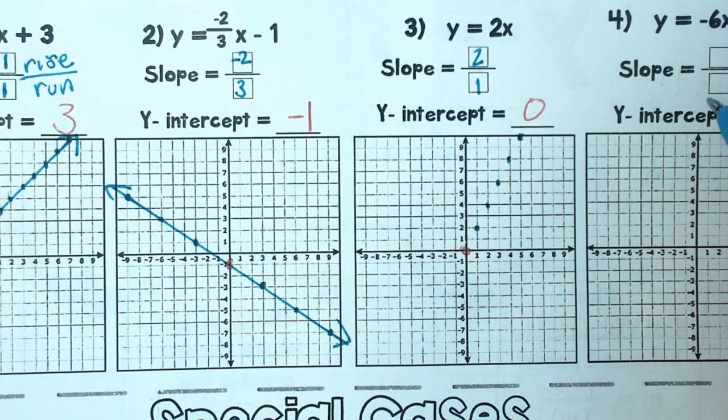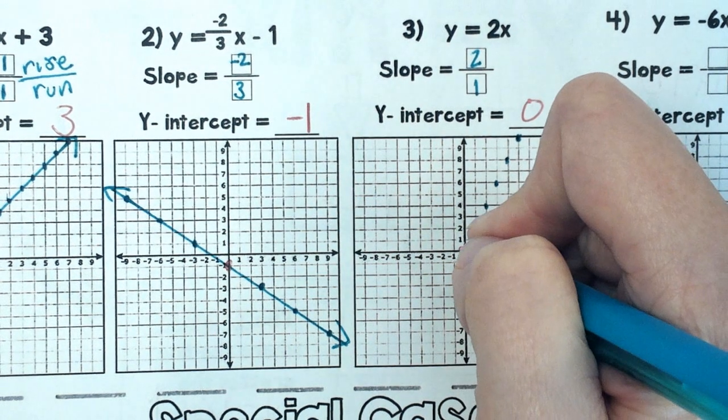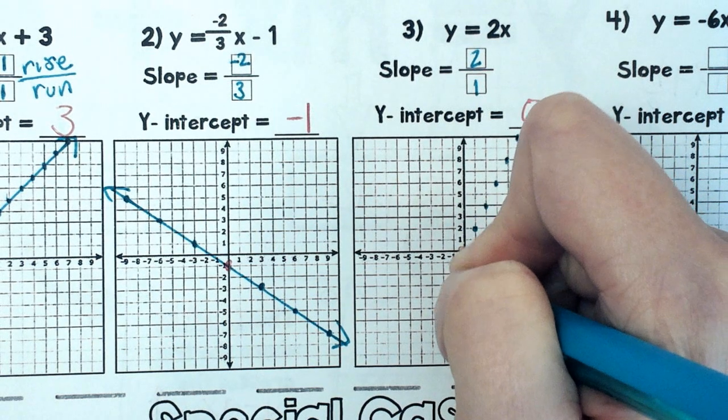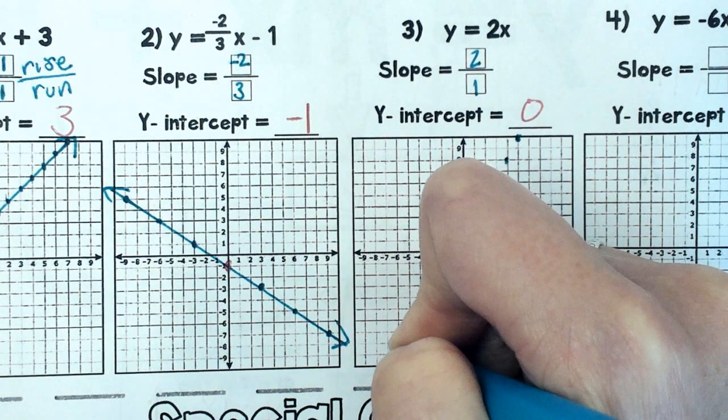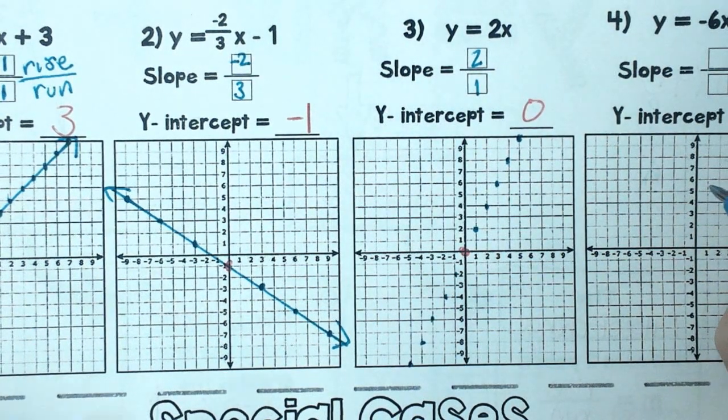What would be the opposite way then? Instead of up 2, right 1, we'll go down 2, left 1, down 2, left 1, down 2, left 1. Make your line.